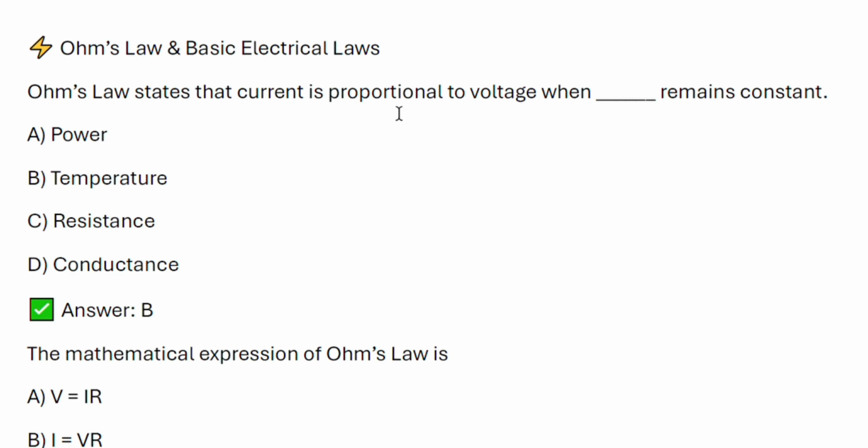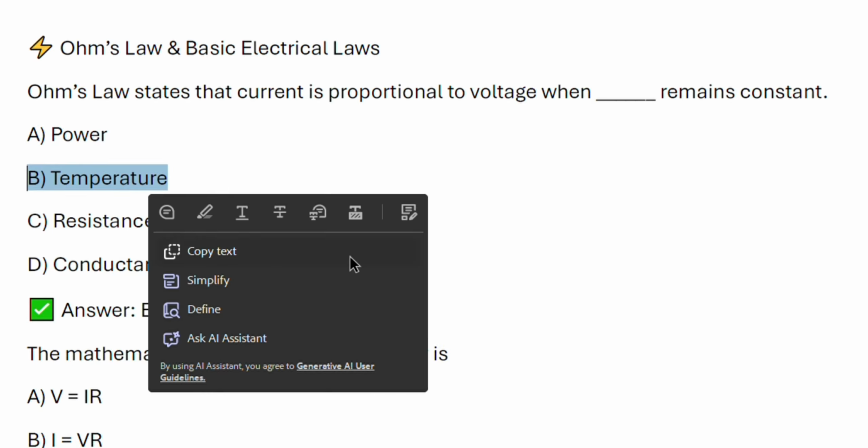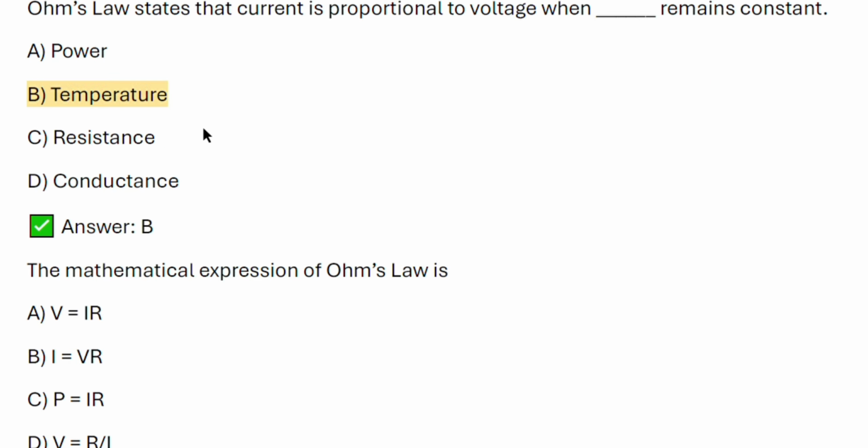चलो फर्स्ट क्वेश्चन में स्टार्ट करते हैं। Ohm's law states that current is proportional to voltage when the dash remains constant. Options: power, temperature, resistance, conductance. The correct answer is option number B, temperature. Next question.